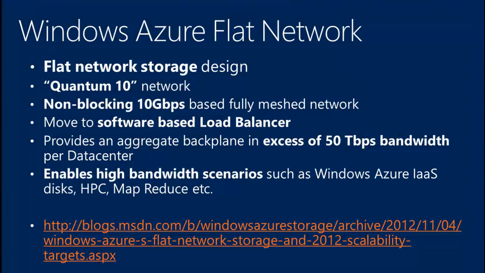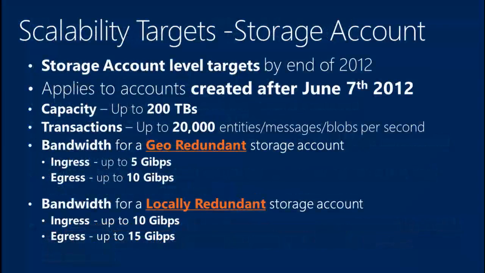So on an older storage account, for example, a table partition would say you can do 500 entities a second. On a newer one, past June 7th, I believe it's in the blog post, you can do 2,000. Capacity is up to 200 terabytes. Transactions for the entire account is up to 20,000. Again, this is at the account level, so if you need to go over this, all you have to do is create multiple accounts. The bandwidth for geo-redundant, so I have that geo backup enabled, is 5 gigabits in, 10 gigabits out.